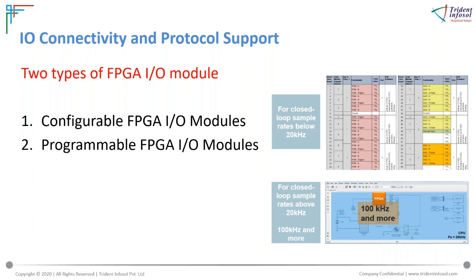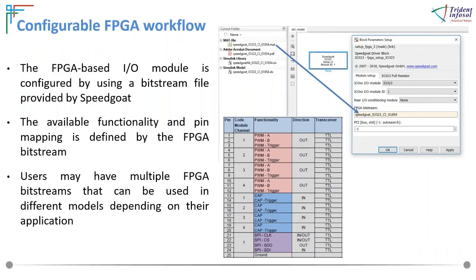Let's see the difference in workflow for these two FPGAs. In the case of the configurable FPGA IO module, the IP core or bit stream, which we usually call the code module, or in simple words the IP core for the FPGA, will be given by Speedgoat. If you give your requirement, for example, that you want so many channels of PWM signals or so many encoder signals, then the bit stream will be provided to you, so that you don't have to worry about programming your FPGA.